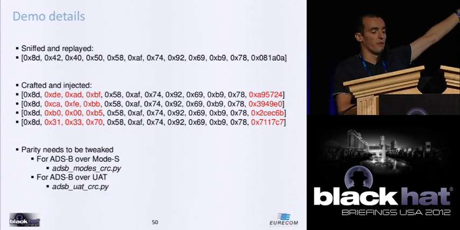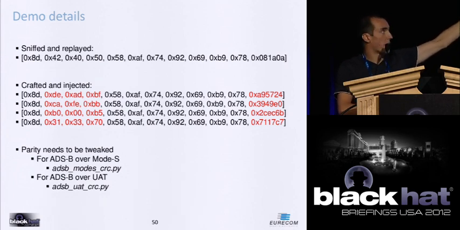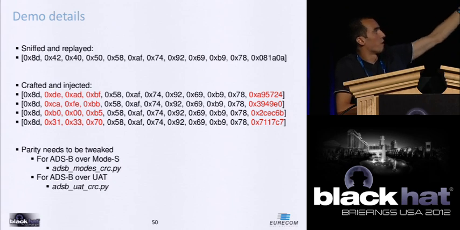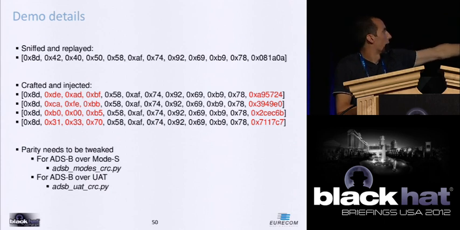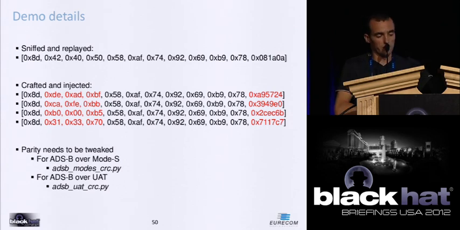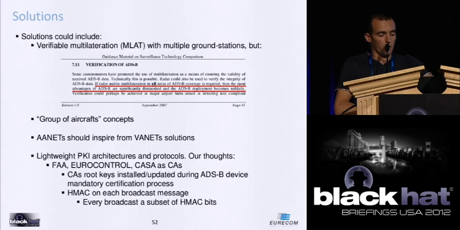These are the raw messages, raw frames, which we used to send. The first is the original captured and replayed, and then we just modified the ICAO address, and we had to tweak the parity information. I wrote some scripts that, for any given message, calculate the parity and replace it. So it's easy to do.